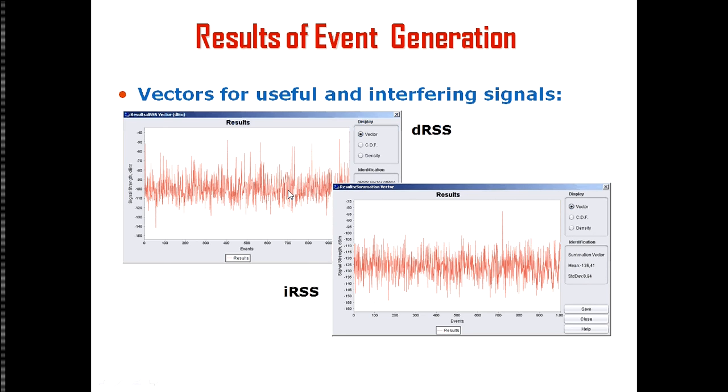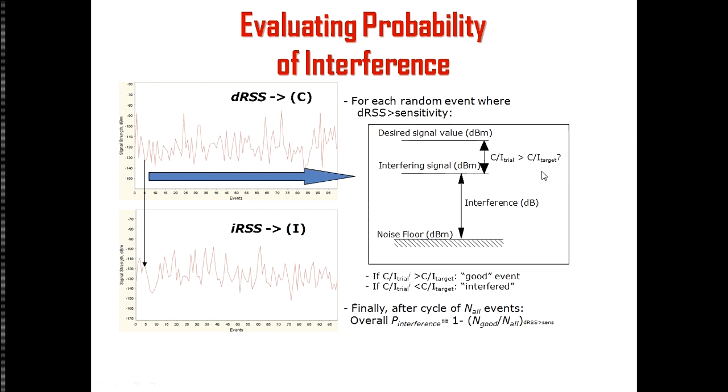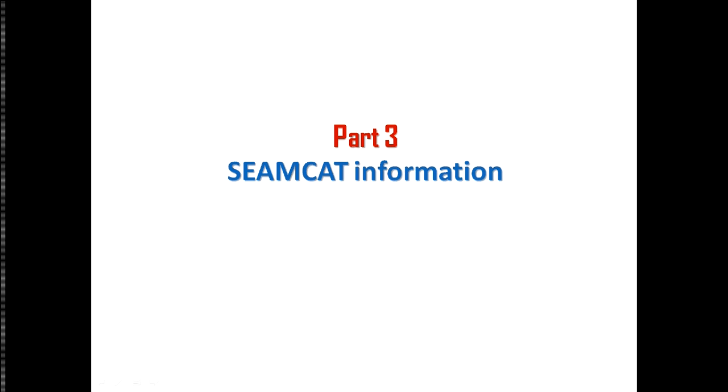So how do we quantify the interference from that? Well, we have our own target C over I, and we know how much the margin is. If you receive a lower value than that, that means we have interference. If it's higher than the margin, then this is a good event. From this we average out, and we can know the probability of interference for that sharing scenario.